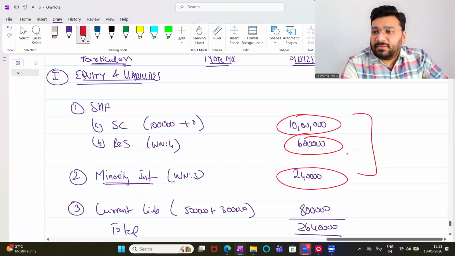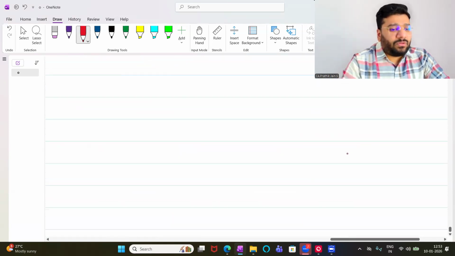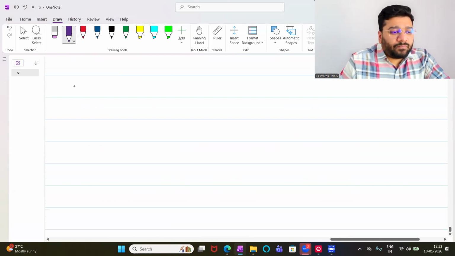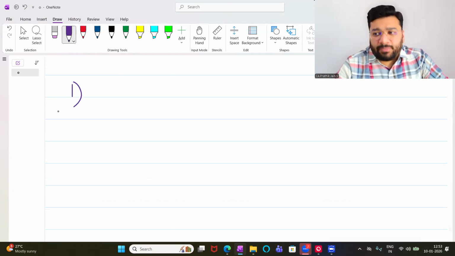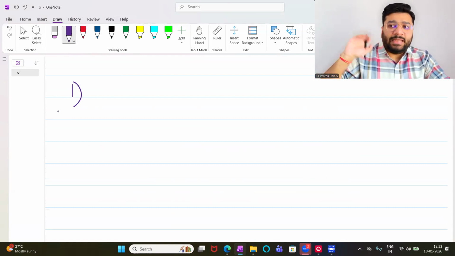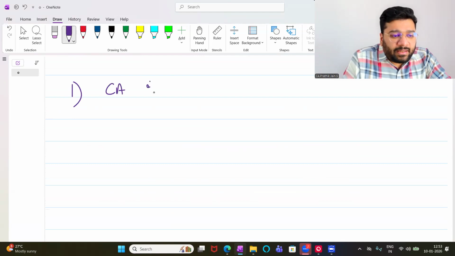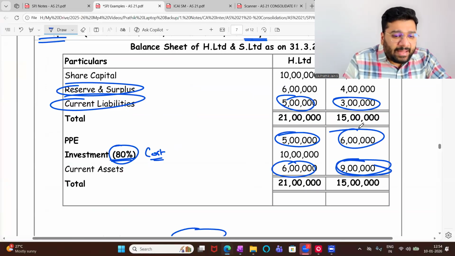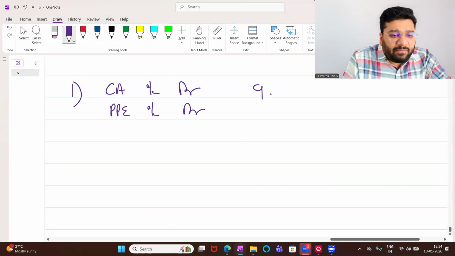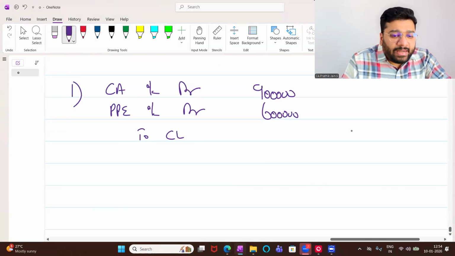Now the question that comes is, what is this all about? Now, can I go to the concept? Tell me one thing, people. What is a journal entry? Again, through journal entry, I want to explain. If I want to bring all the assets and liabilities of S Limited into my books of accounts, including capital, what will be the combined journal entry? Current asset account debit, PPE account debit. 9 lakh worth of current asset, 6 lakh worth of PPE, to current liability, 3 lakh.